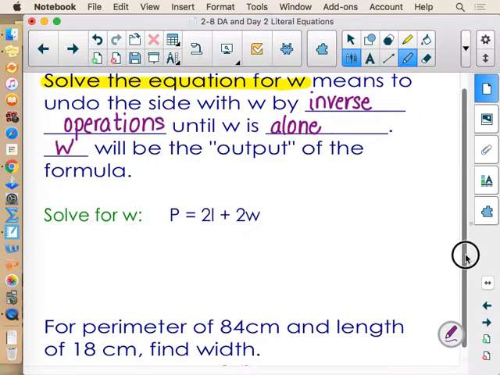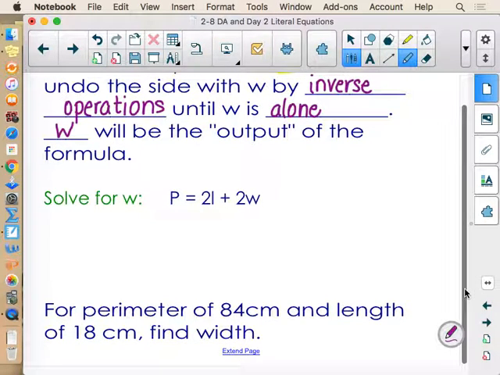So the first example you have, it says solve for w. So by the time we're done, again, go back up, means we need to undo everything that's happening on the side with w until w is alone and by itself. So the first thing I see in here with w is that w has a multiplier by 2, and it's got an add-on term of 2l. So remember when we solve, we have to think in the reverse of the order of operations.